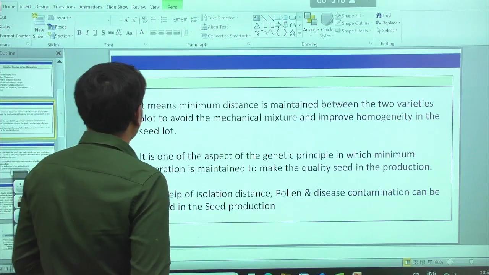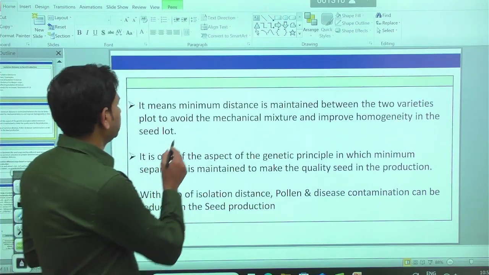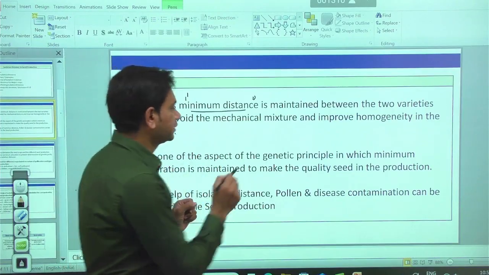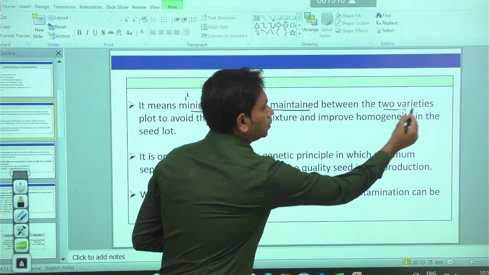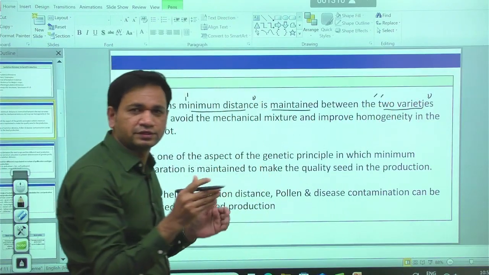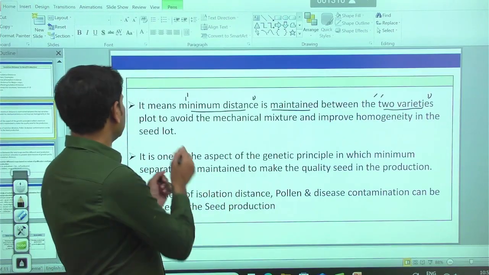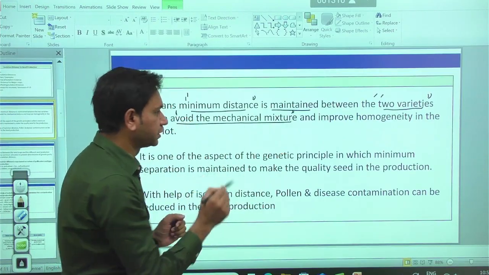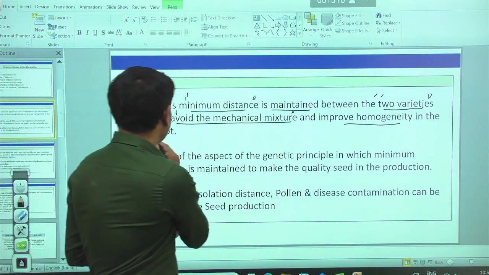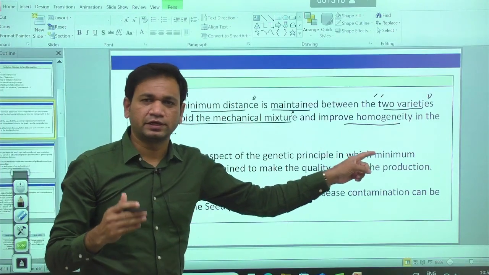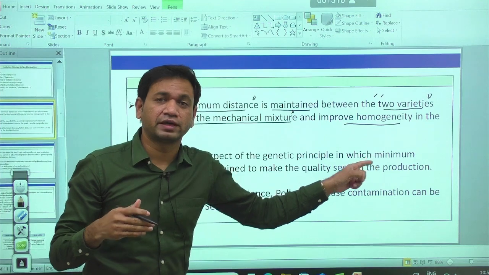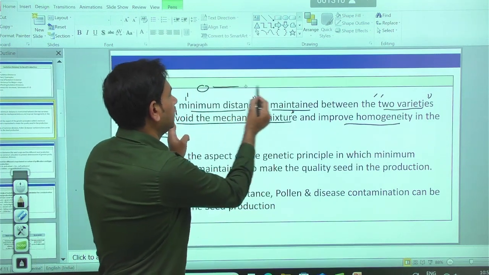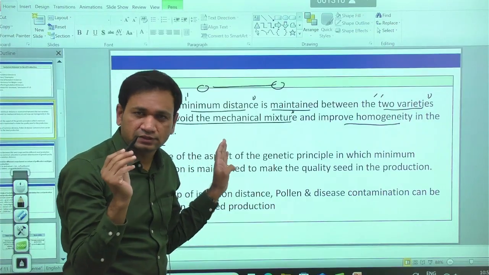In isolation distance, as we said, it means the minimum distance maintained between two varieties. Between the two varieties, there is a minimum distance we maintain to avoid mechanical mixture and to improve the homogeneity in the given seed lot. Homogeneity means the physical purity and genetic purity can be enhanced in the seed lot with the help of the minimum distance between one variety and another variety, which is called isolation distance.